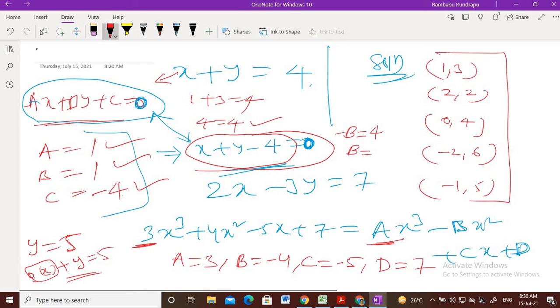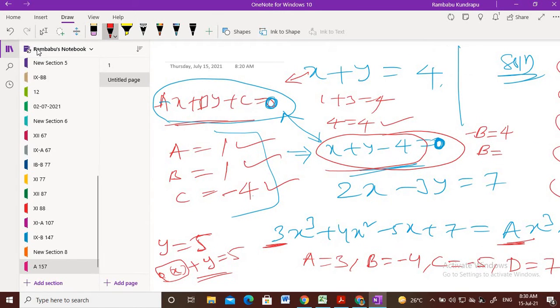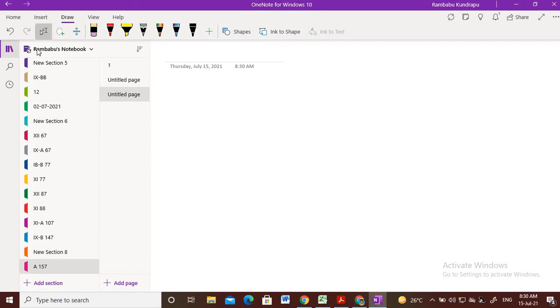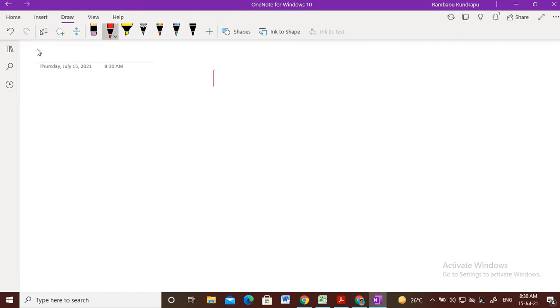You see here, let us take the first two solutions, (1, 3) and (2, 2). For example, you see here I am taking 1, 2, 3, 4, like that.